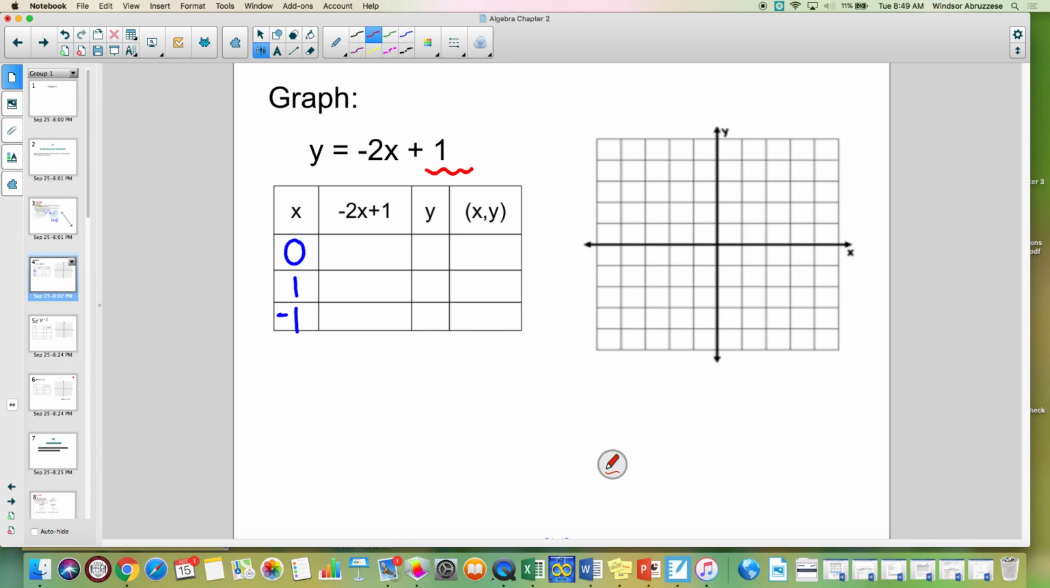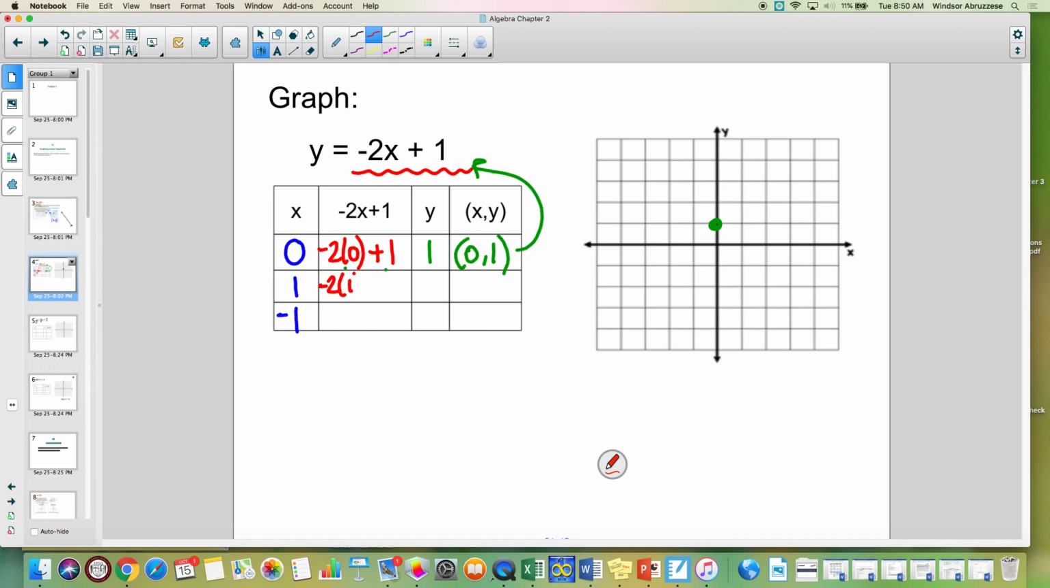So what I'm going to do is take this equation, and I'm going to substitute in my x values. Negative 2 times 0 plus 1. That will get us what y equals. So negative 2 times 0 is 0, plus 1 is 1. So our first solution to this equation is 0, 1. That means x is 0 and y equals 1 satisfies this equation. And we're going to plot that point. Do the same thing for your next values.